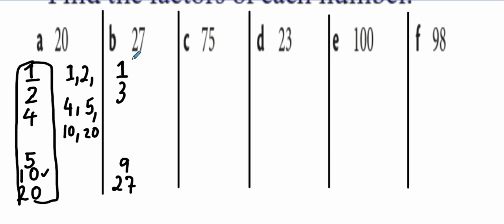Go to 4. 27 is not divisible by 4. Go to 5. 27 divided by 5 is not possible. Keep going. Try 6. No. Go to 7. 27 divided by 7 is not possible. 27 divided by 8 is impossible. Go to 9. 9 is already here.